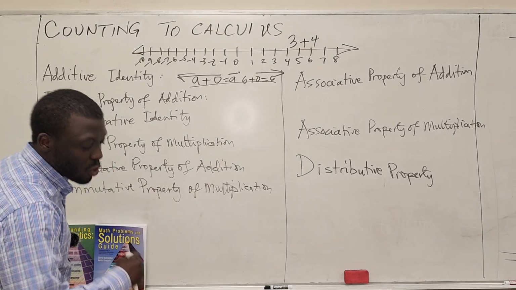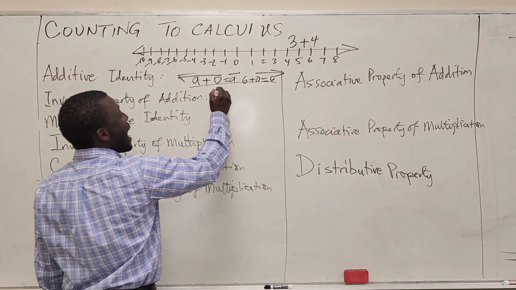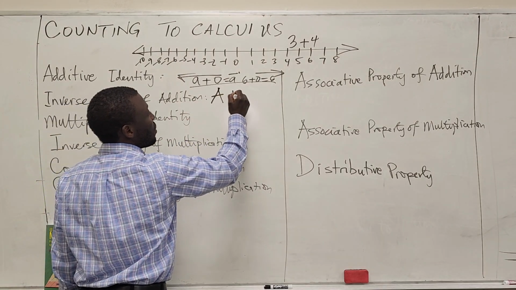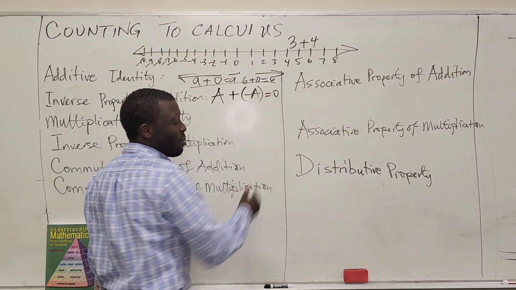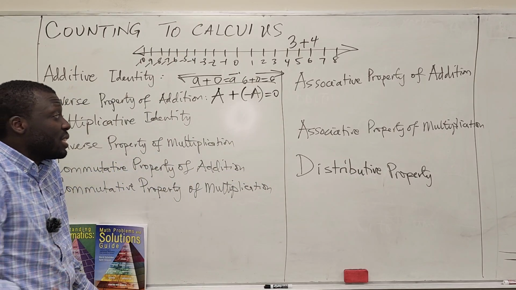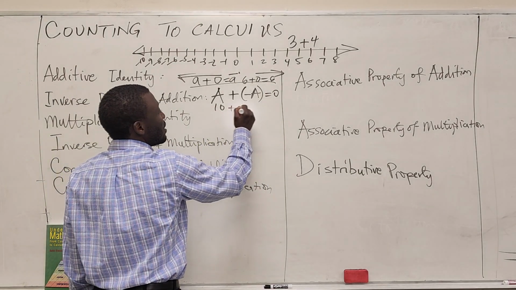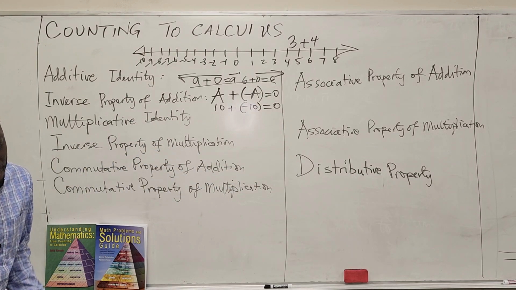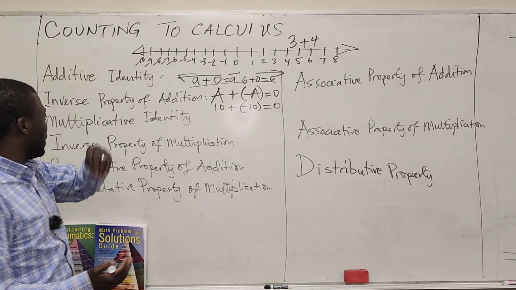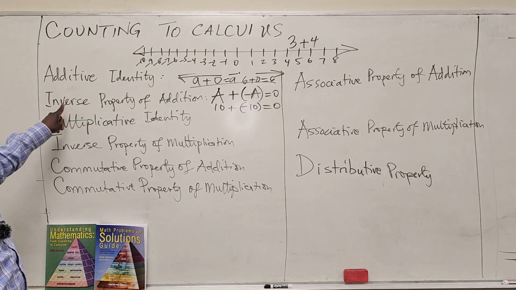Number 2, the inverse property of addition. If you add, let's say a plus negative a, guess what? It's equal to 0. A thing plus its negative is 0. 10 plus negative 10 is 0, right? Oh, sorry, one second. That's the inverse property of addition.